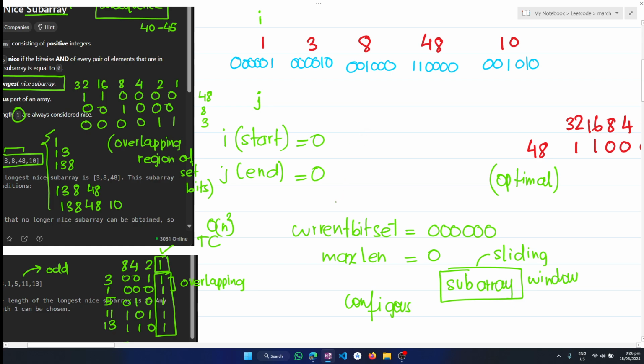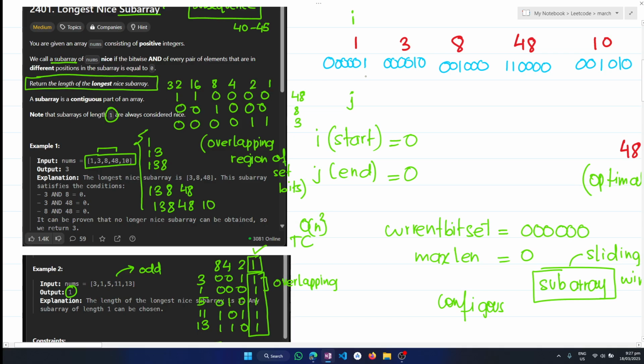And then what I have to do, and this is very important, is make sure that the subarray I am talking about is nice. What qualifies a particular subarray to be nice? Put your maximum focus over here. That particular subarray, whatever numbers it has inside of it, for example 3, 8 and 48, those numbers should not have an overlapping region of set bits. Are you getting my point? Those numbers should not have an overlapping region of set bits.